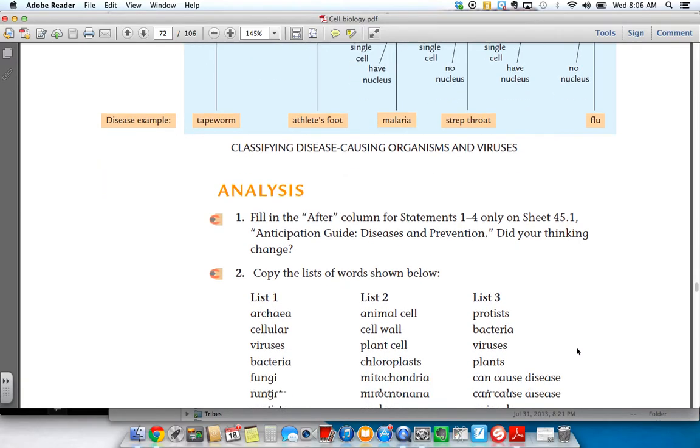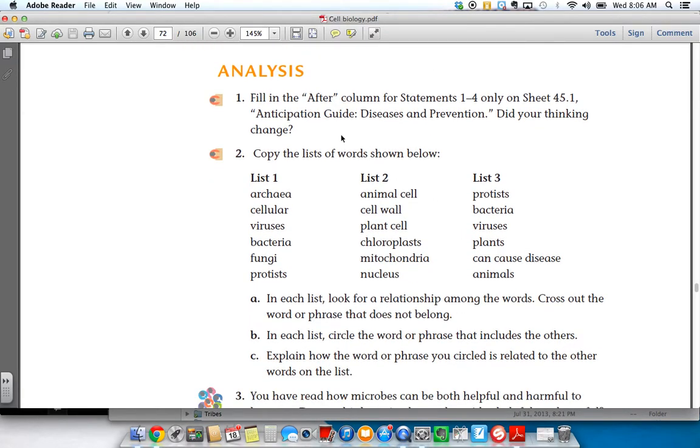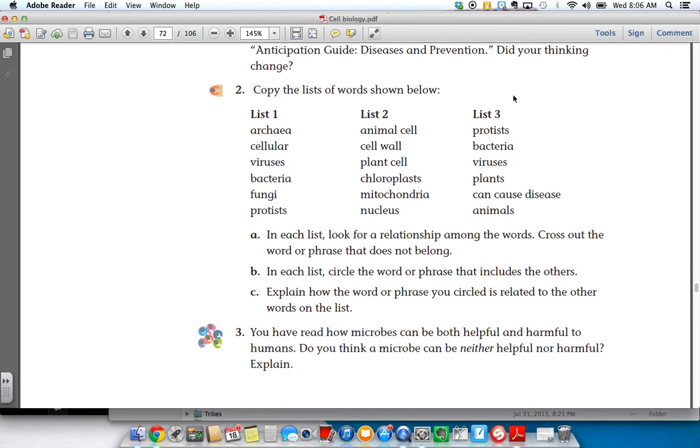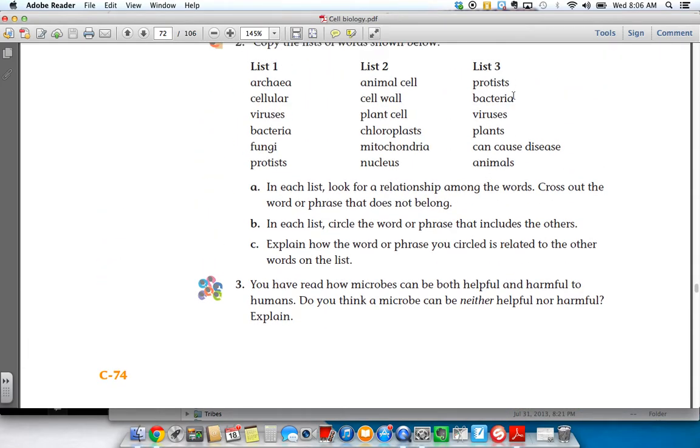So here are the analysis questions. At this point, you're supposed to fill in the after column for statements 1 through 4, only on sheet 45.1. Take that back. There should have been a comma there. Statements 1 through 4 on sheet 45.1. Don't worry about the rest. We will talk about these analysis questions and what you're going to do with them together.